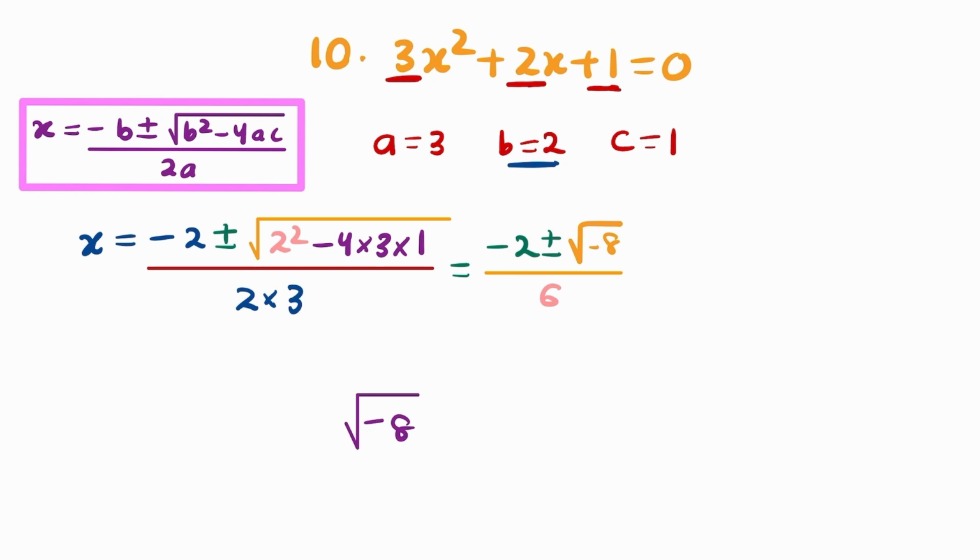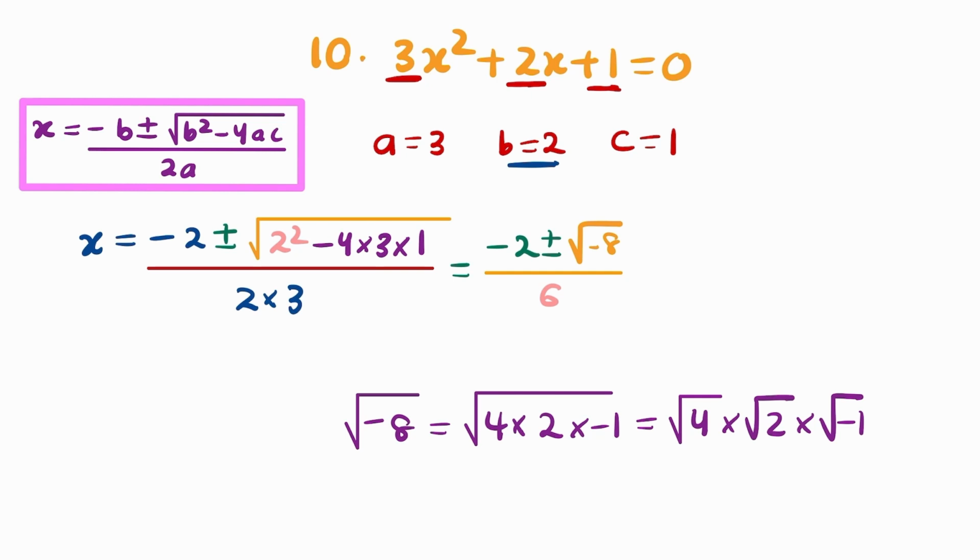So let's see if we can simplify the square root further. We have minus 8 inside the square root. So we can rewrite the square root of minus 8 as the square root of 4 times 2 times minus 1. Now after this, we can separate the whole square root into 3 smaller square roots: square root of 4 times square root of 2 times the square root of minus 1. Now as you can see, the first square root, the square root of 4, 4 is a perfect square. So we can get the square root of that. What is the square root of 4? The square root of 4 is 2. And then we can't get the square root of 2, so we just keep it as it is.